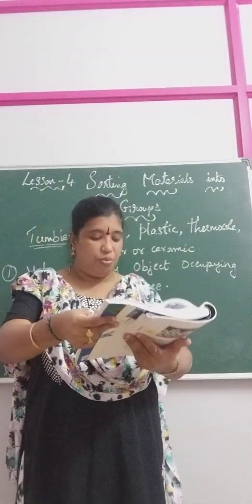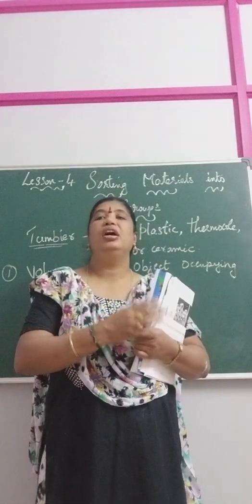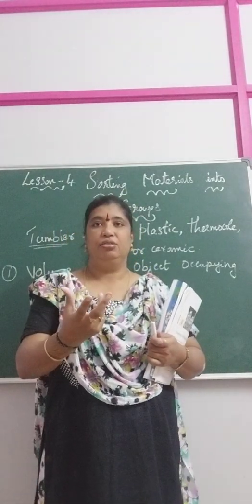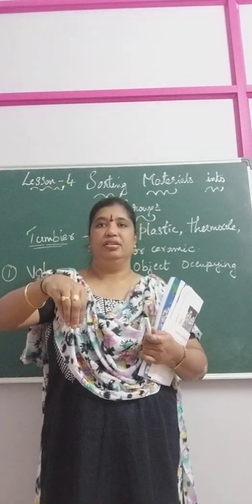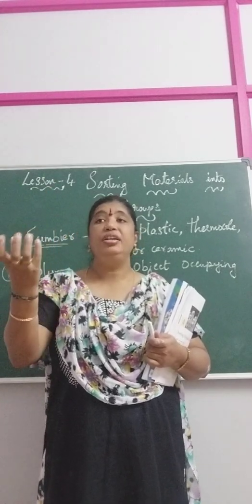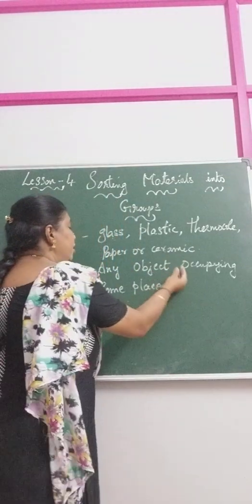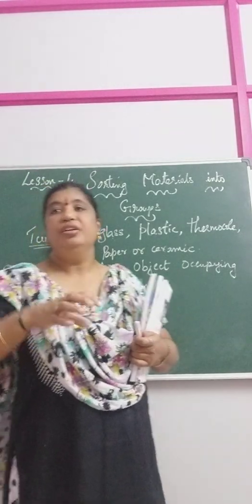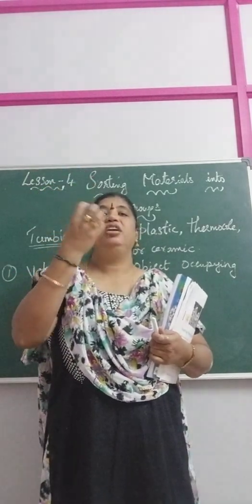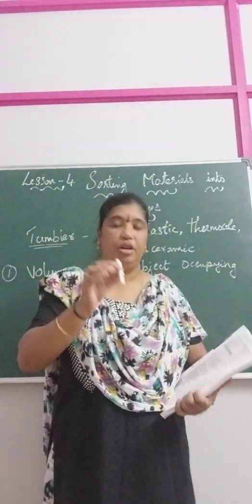Now for this volume, I can give you one example. Suppose you take a plastic glass, okay? Now you pour water into the glass. Now what we say, water is taking some place. That is, water is having some volume. So any object, if it is occupying some place, that is called a volume.